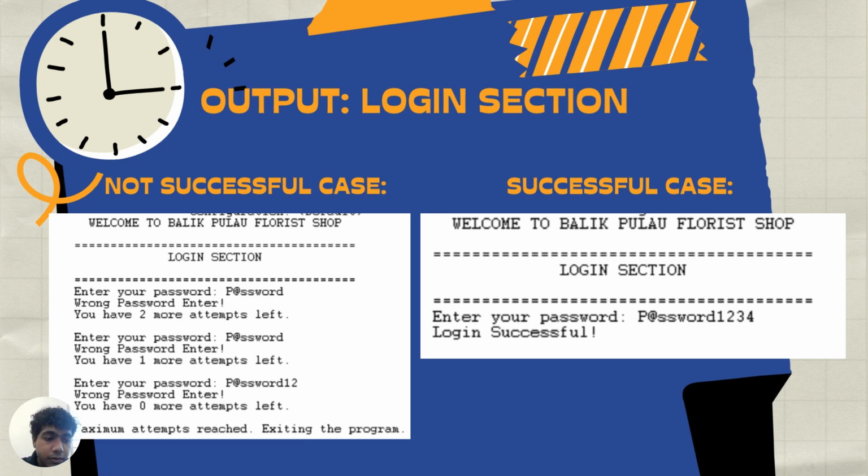As you can see, the user put in the first wrong password, "p@ssword", and it shows wrong password entered, you have 2 more attempts left. The user input again "p@ssword". It warned them that they have 1 more attempt left, and finally the user input "p@ssword12", and that is still the wrong password because the actual password is "p@ssword1234".